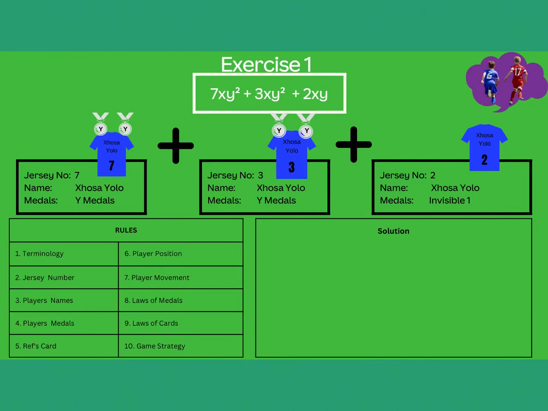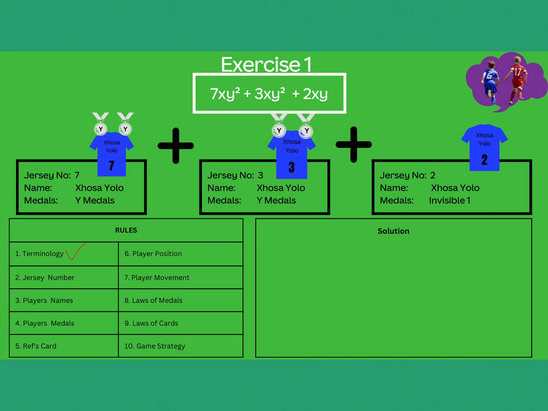Exercise 1. We're going to follow the rules that we went through, starting with terminology. We said an expression is a team of players, and the terms are the number of players. In this case, we have 3 players. Coefficients and constants are jersey numbers, and variables are the players' names. The exponents are the medals or the cards.